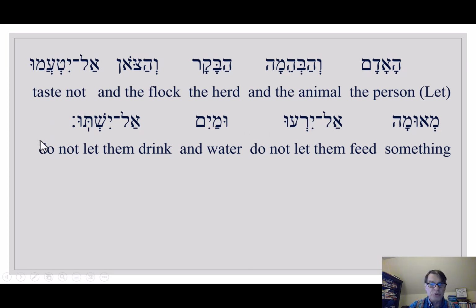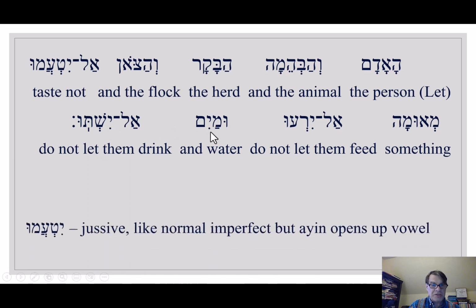So these are also adjussives. And they're also third masculine plural because you have the yod. Yod, sharuk, 1-2 punch. Yod, sharuk, 1-2 punch. Do not let them taste. Do not let them feed. Do not let them drink water. Okay, so let's look at these adjussives, shall we?